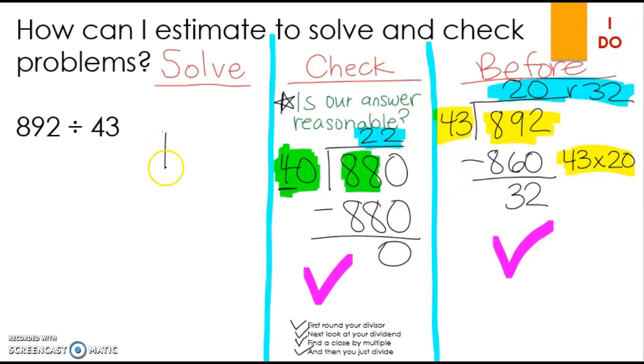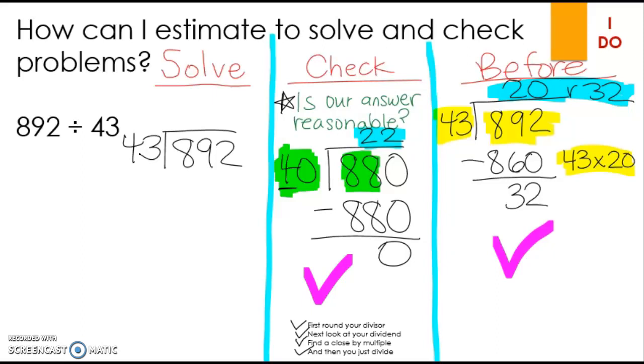Let's try using estimation to solve this problem. This probably looks a lot like what your parents have done, or your siblings, or maybe even you have done before. When we use the standard algorithm, which means the most common way of solving division problems, you might not have realized that you're using estimation.